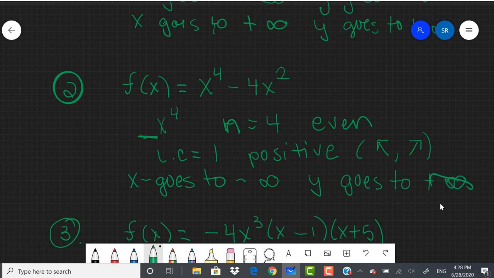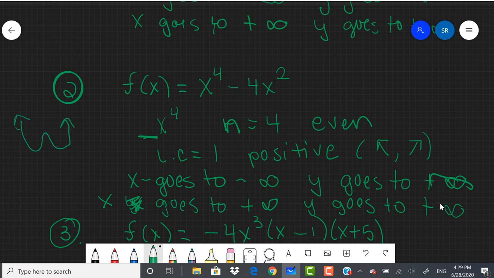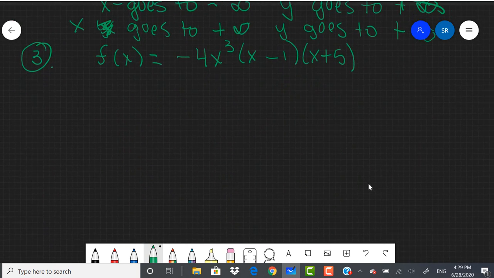And then as my x, let's be clear here, goes to positive infinity, my y goes to positive infinity as well, and you're going to have sort of a W-type looking graph where both ends go up. Let's look at one more type, okay?